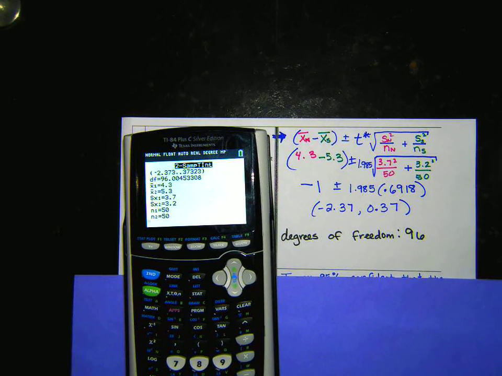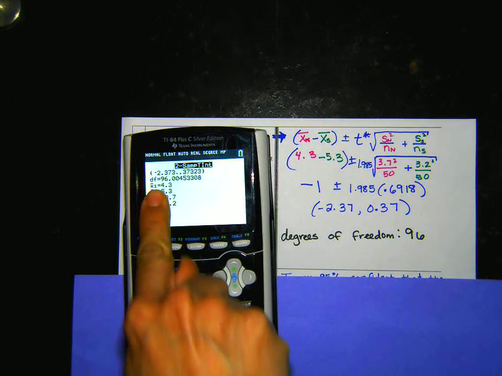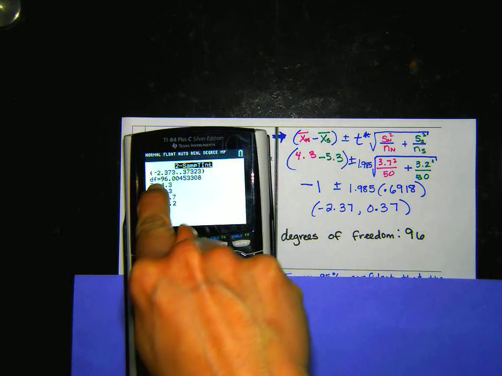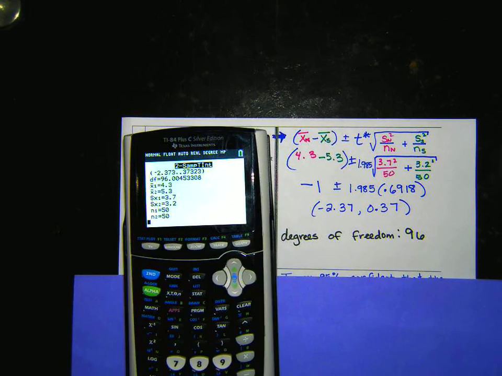Now, one thing the calculator does that I'm not able to do is calculate an accurate degrees of freedom. It involves a very complex formula that's not on your formula sheet because you don't need to know it. So the calculator gives me my interval. It also gives me my degrees of freedom. It's probably best that you do write that degrees of freedom on the page. That way your grader knows what degrees of freedom you were using to calculate this interval.